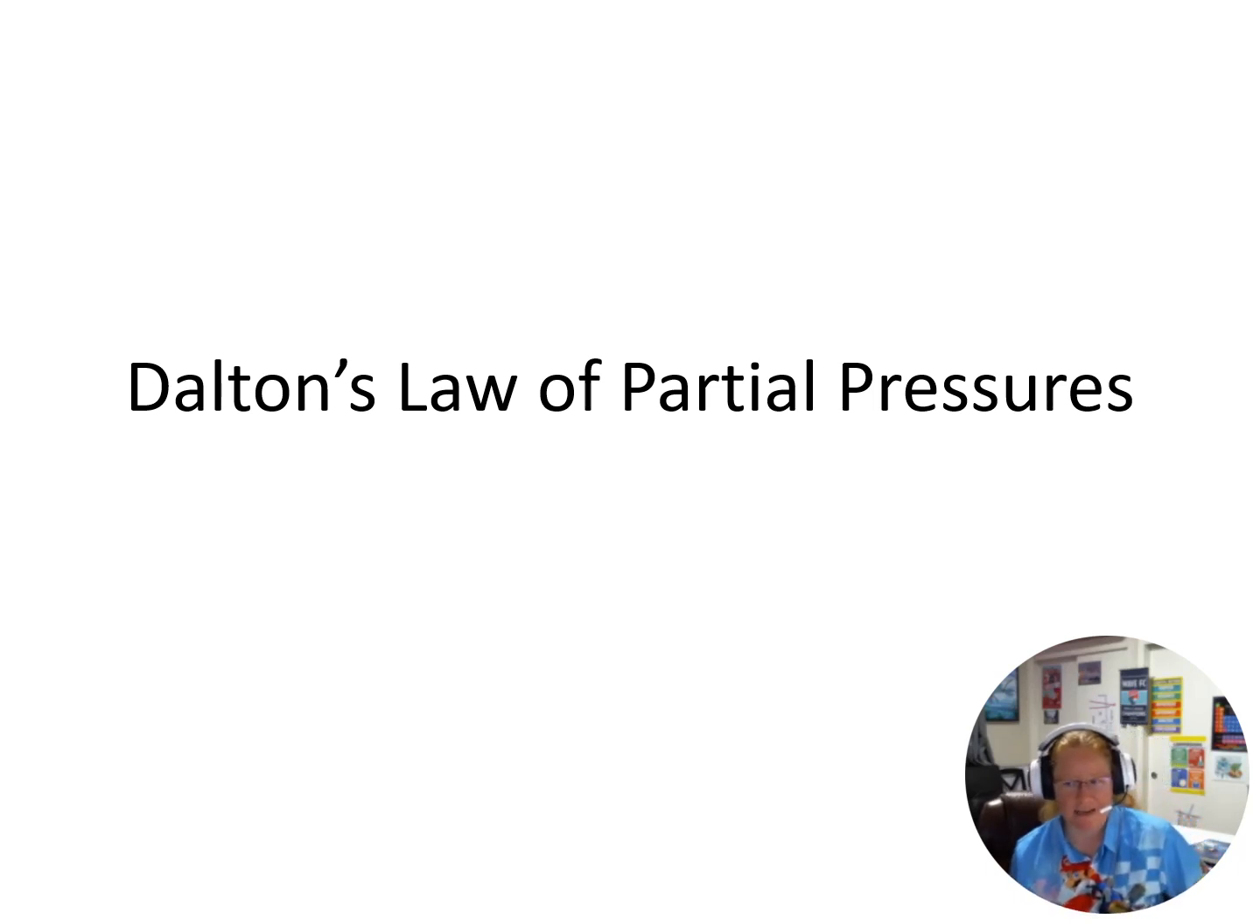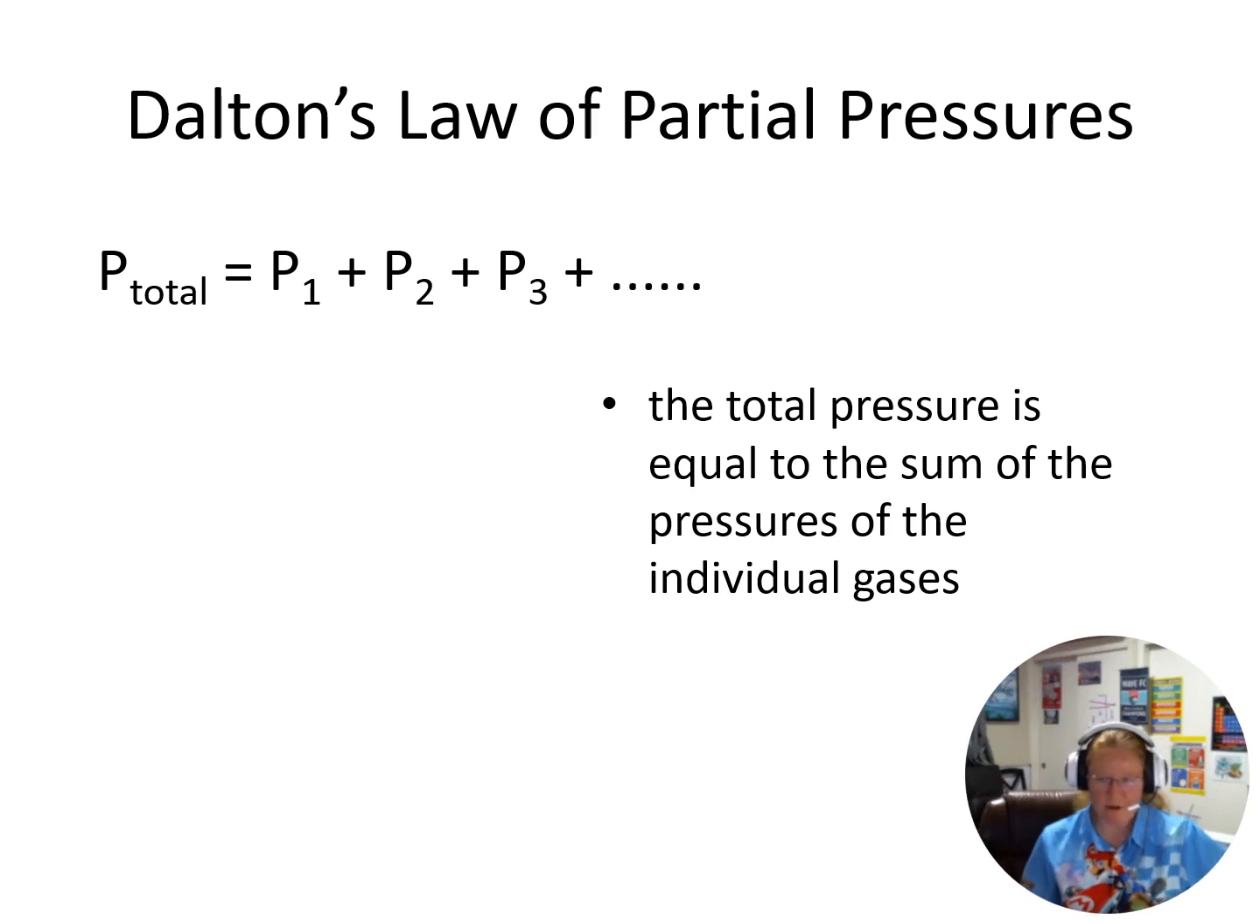So we know that ideal gases don't really care what they're bumping up next to. So this leads us to this understanding of Dalton's law of partial pressures. So basically, super difficult here. The total pressure of a mixture of gases is equal to the sum of the pressures of the individual gases.